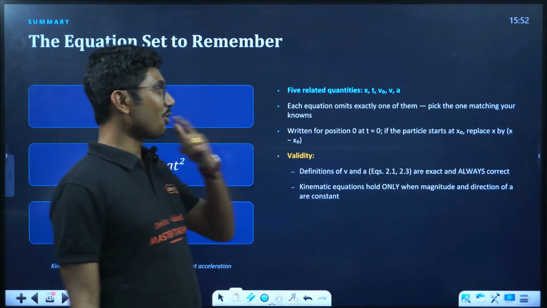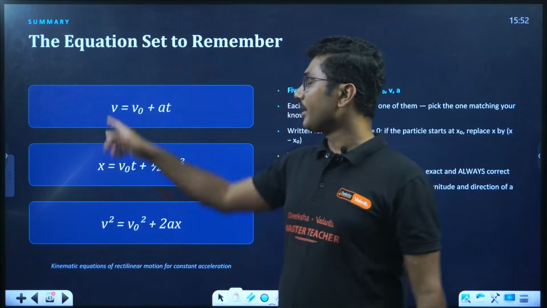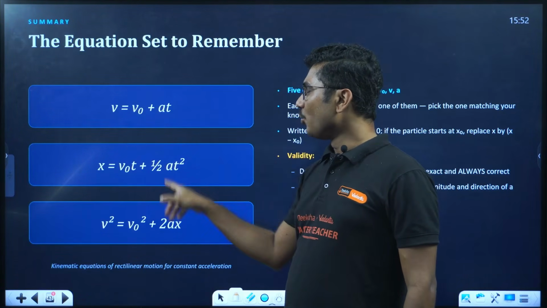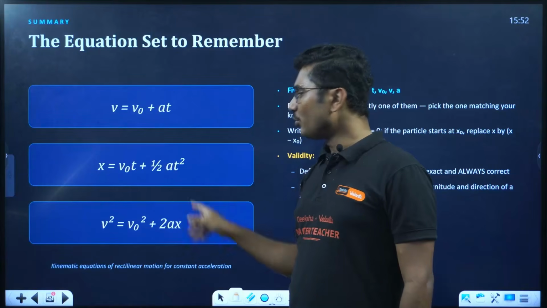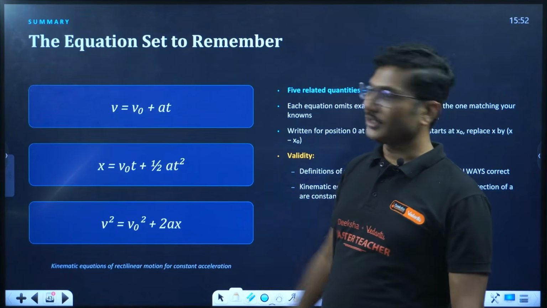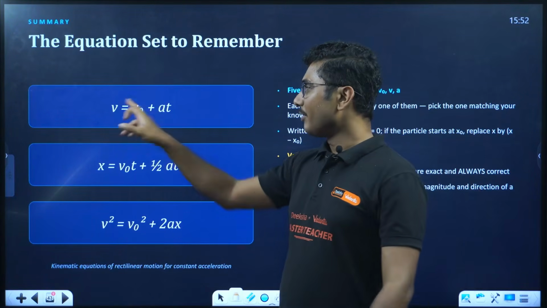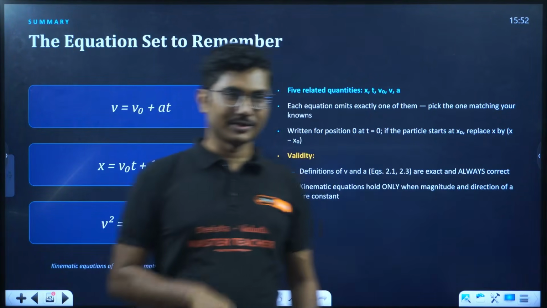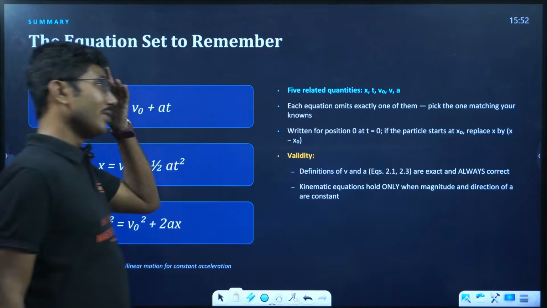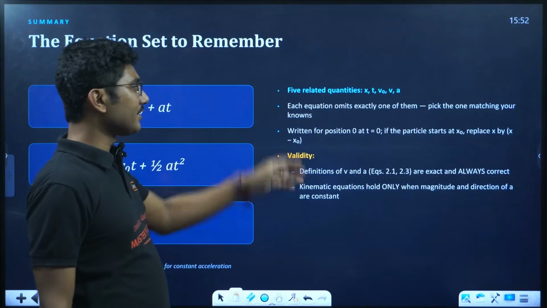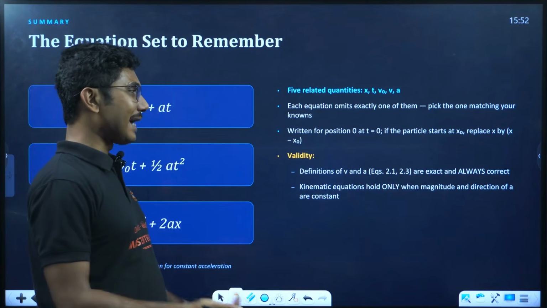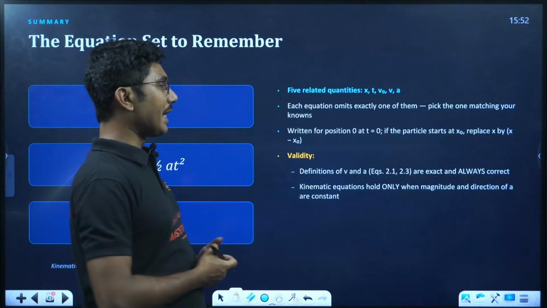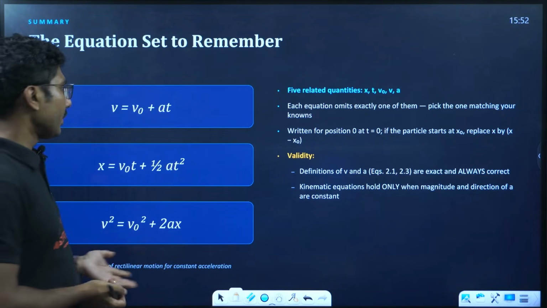Okay, each equation omits exactly one quantity. If you see here, no x is involved. Here no v is involved, here no t is involved. So each equation omits one of the quantities v naught, v, a, t and x. There are 5 quantities, and you require 3 of them. Okay, regarding validity, the definitions of v and a are exact and always correct. The kinematic equations hold only when the magnitude and direction of a are constant.